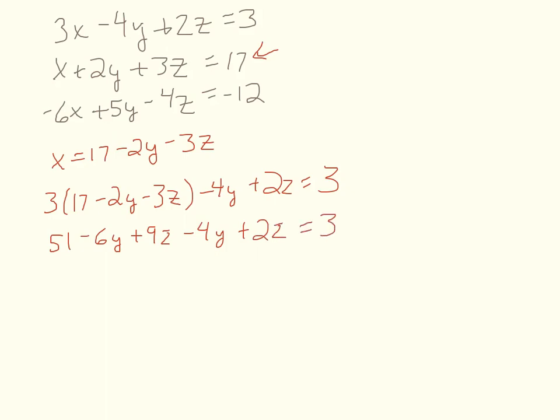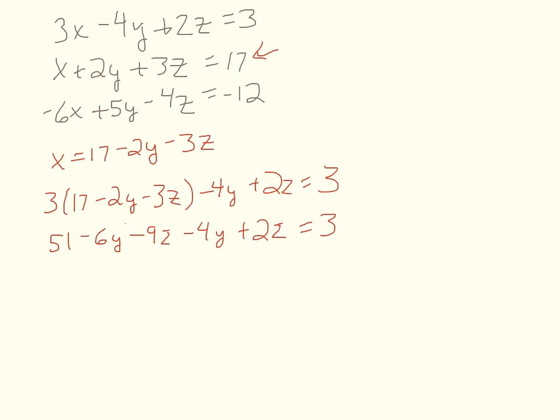So let's simplify some. 9 and 2 is 11. Oh, sorry. See, already making mistakes. 3 times a negative 3 will be a minus 9z, not a positive 9z. Okay, so 3 times 17 is 51. 3 times negative 2 is negative 6. 3 times negative 3 is negative 9. And then you rewrite those.